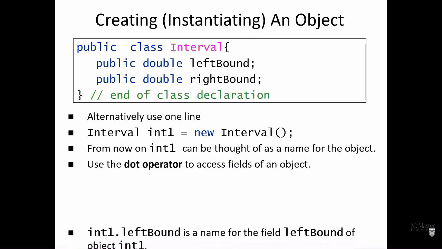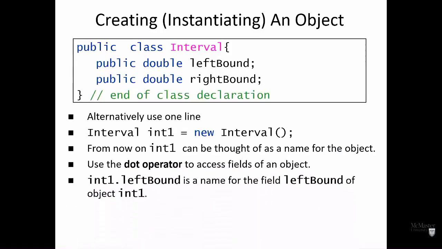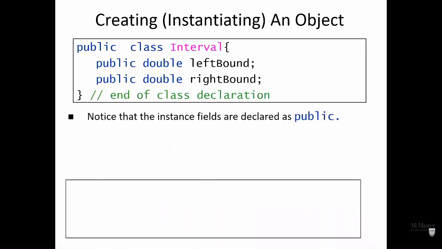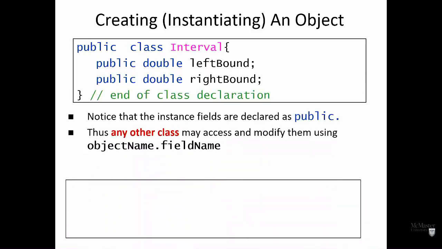Okay. And then using the dot operator, similar to what we had in structures before, you can say int1.left bound. Here int1 has all the members of interval, so it has left bound and right bound, right? Any questions so far?